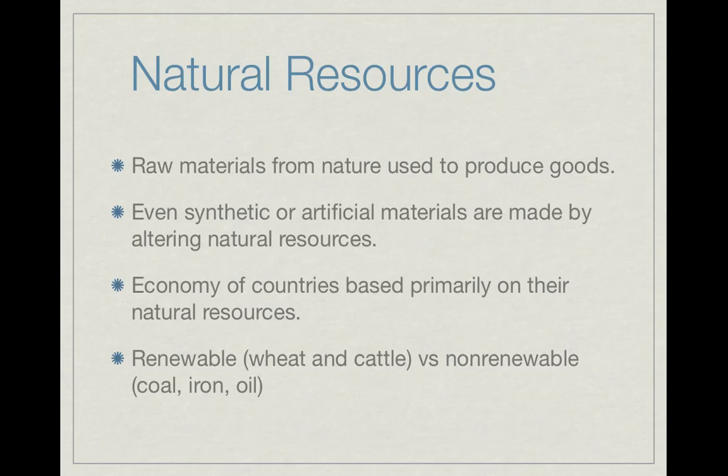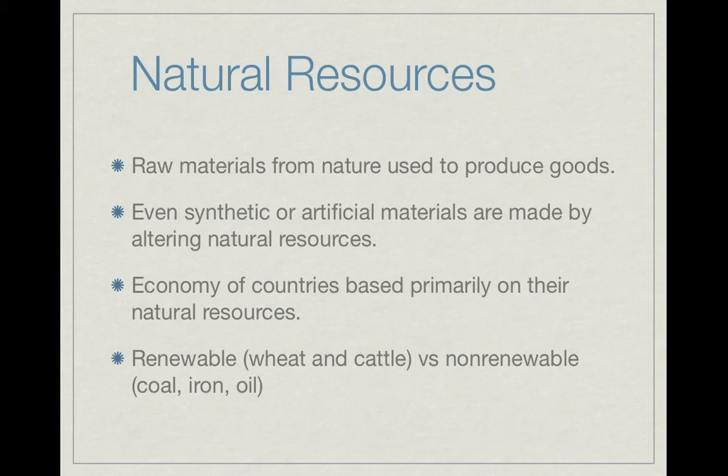So think of the ones we normally think of when we talk about wood and oil, cotton, anything that is produced in nature or created from nature. Synthetic and artificial materials come from these natural resources because they are made when we make changes to the natural resources. For example, nylon that you use in ropes, that's created from coal, water, and air.